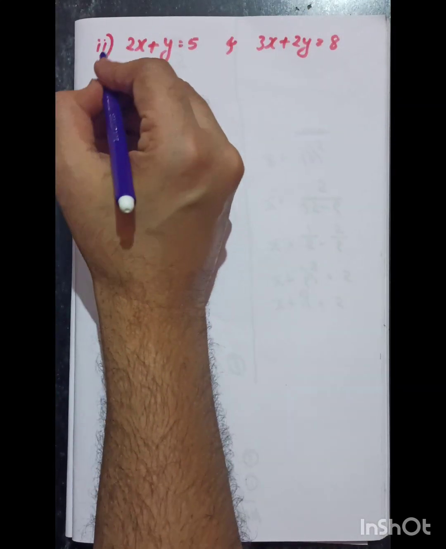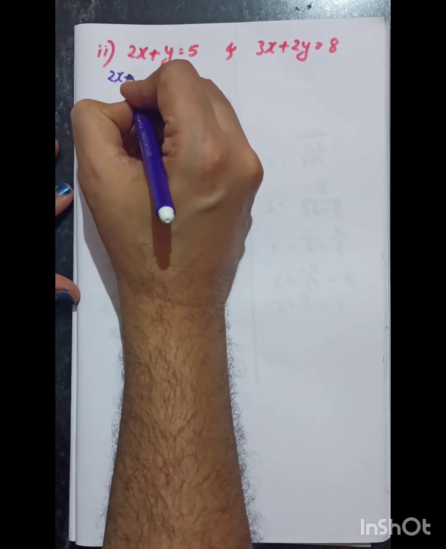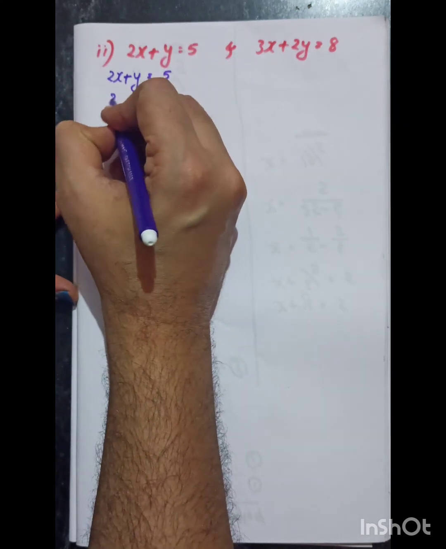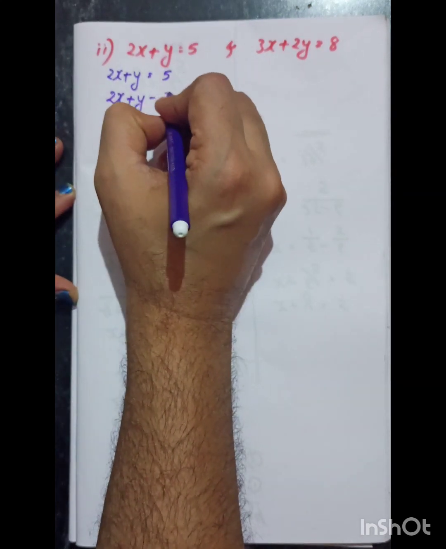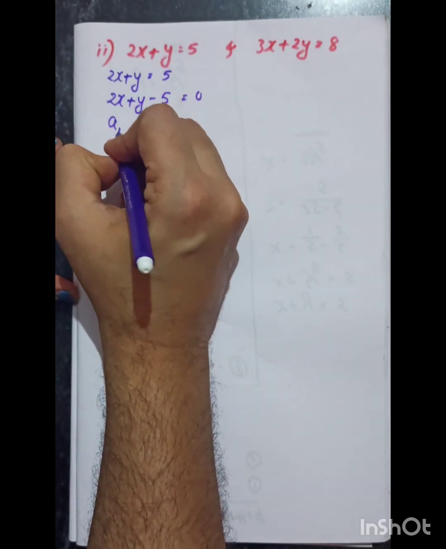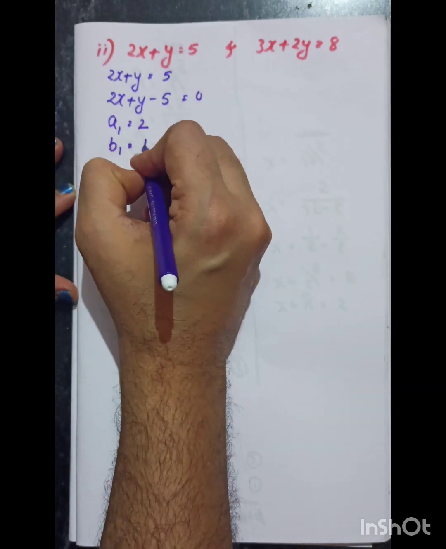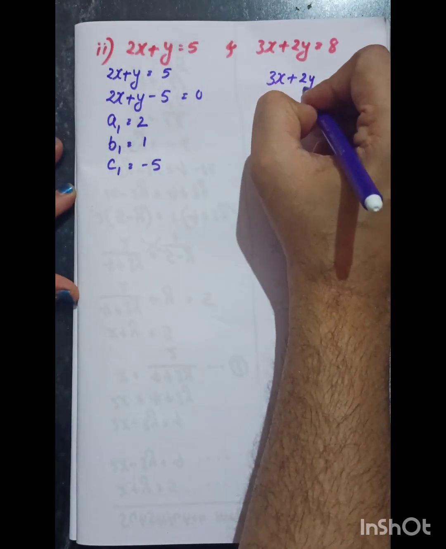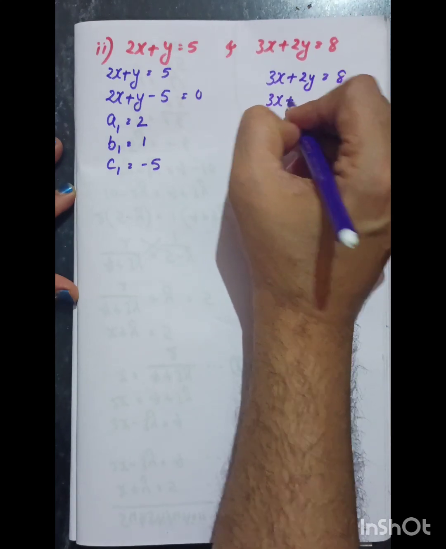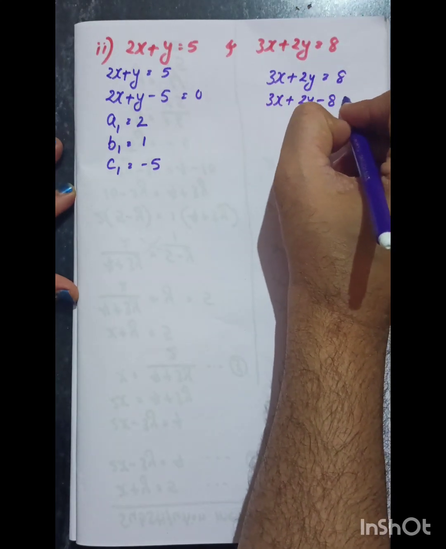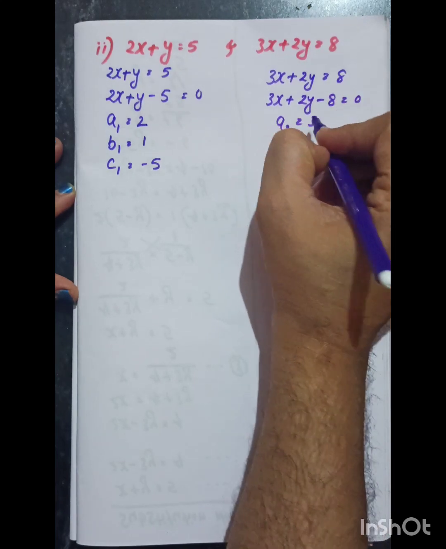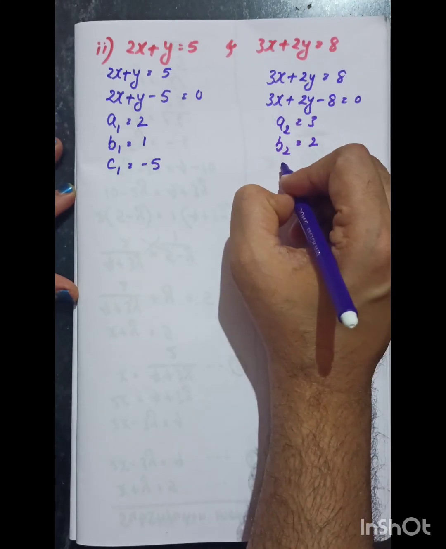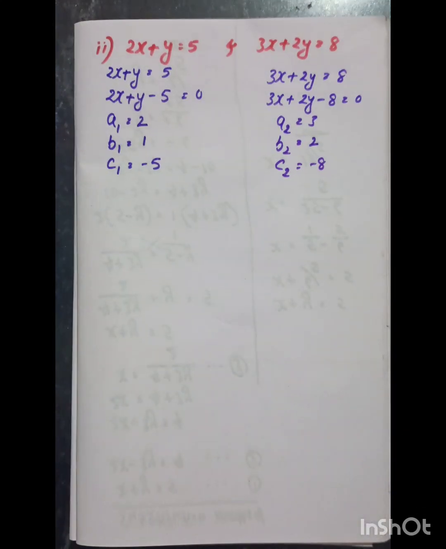Let's look at the next one. 2x plus y equals 5. 2x plus y, bring 5 here, minus 5 equals 0. It means a1 equals 2, b1 equals 1, c1 equals minus 5. Here 3x plus 2y equals 8, 3x plus 2y minus 8 equals 0. a2 equals 3, b2 equals 2 and c2 equals minus 8. First we got the values for a1 b1 c1 and a2 b2 c2. Let's do the answer.